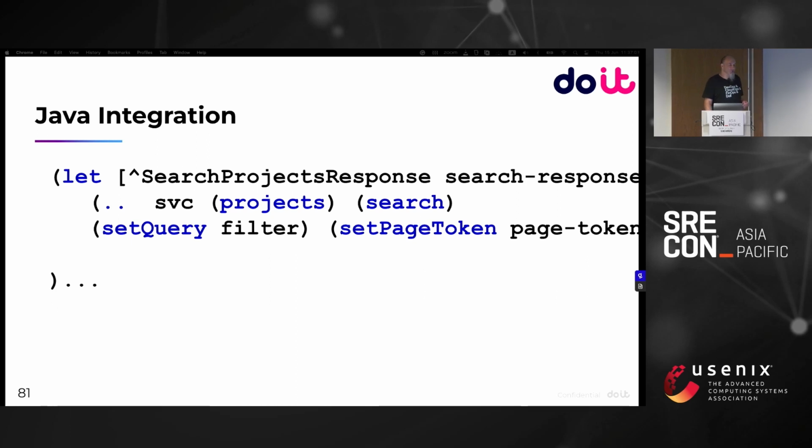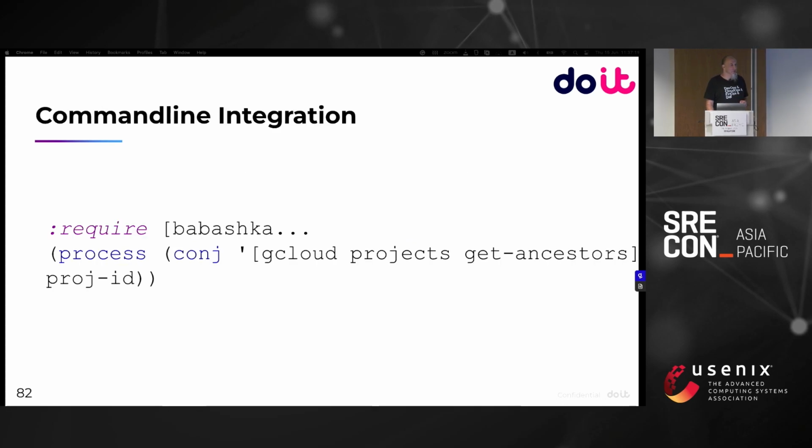Clojure is on the Java virtual machine, so it integrates with the Java APIs, as you see here. That is simply a Java API. That's it. It's not a Clojure API. It is invoking search projects response to count the projects, and it just works with Java. It also works with the command line, very clean integration.